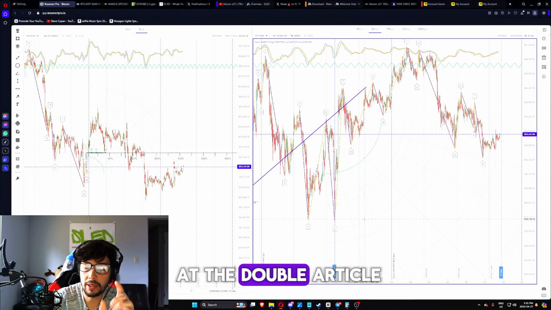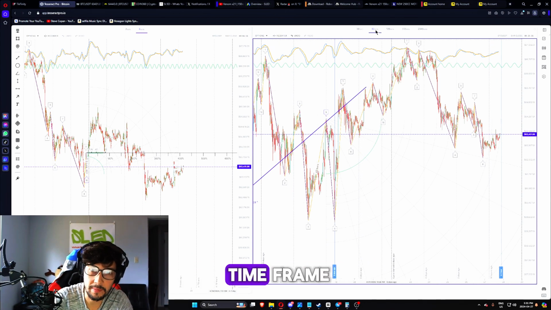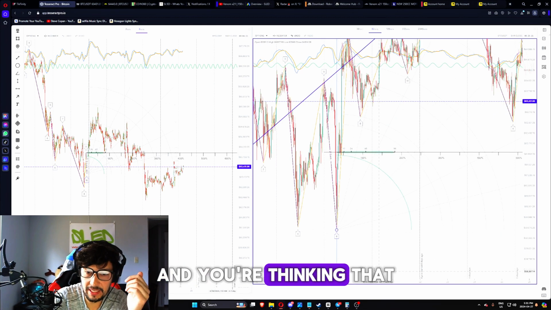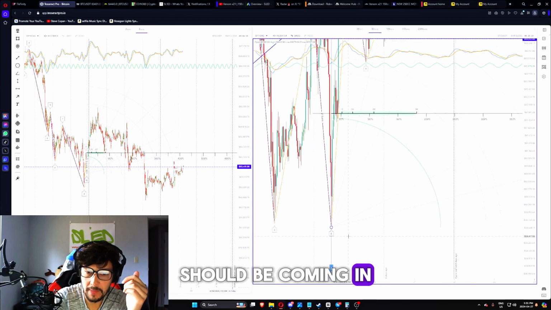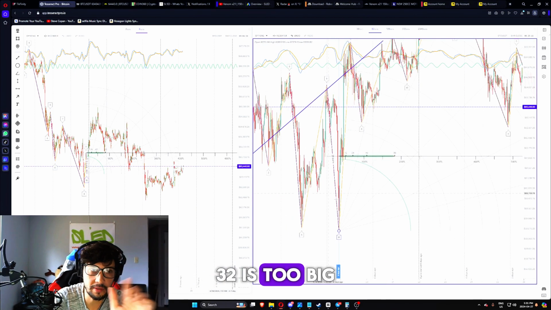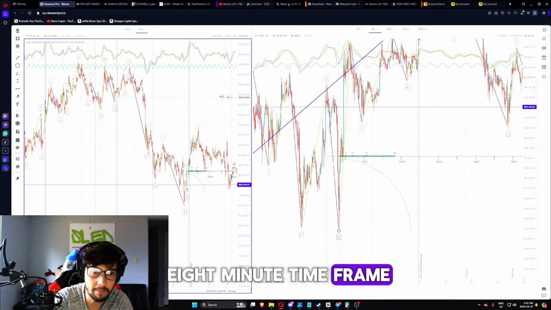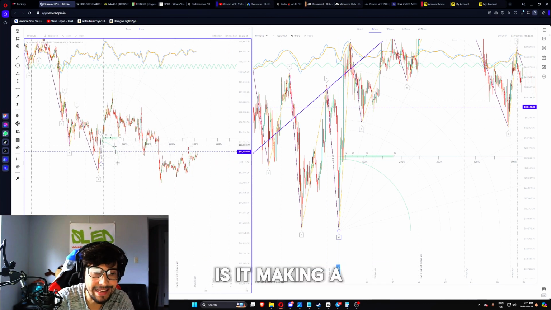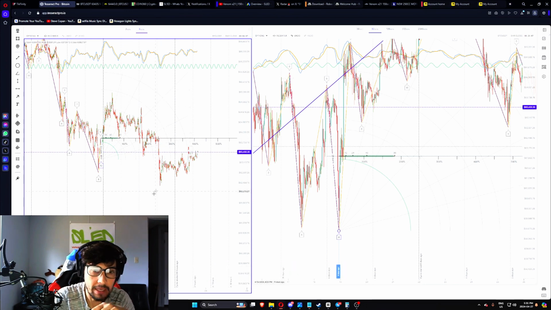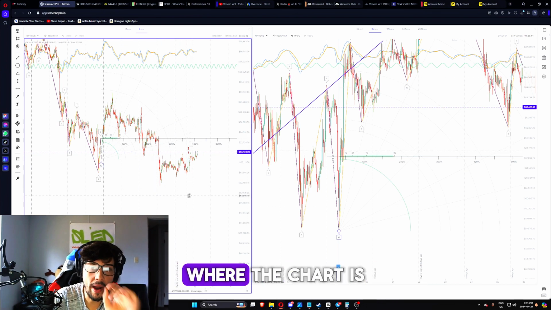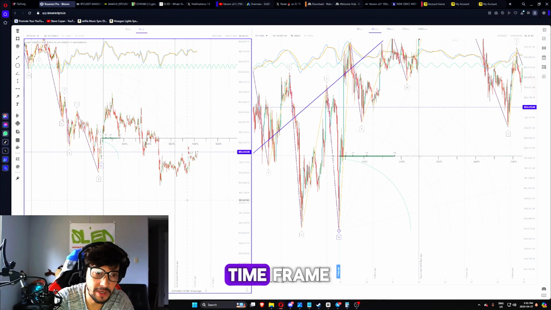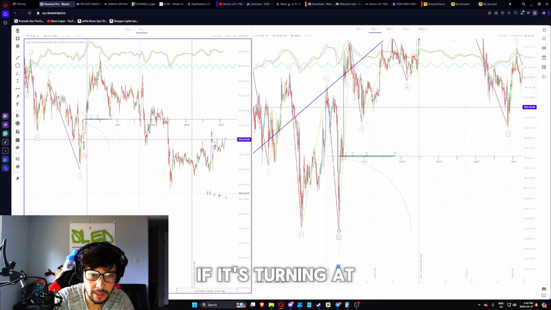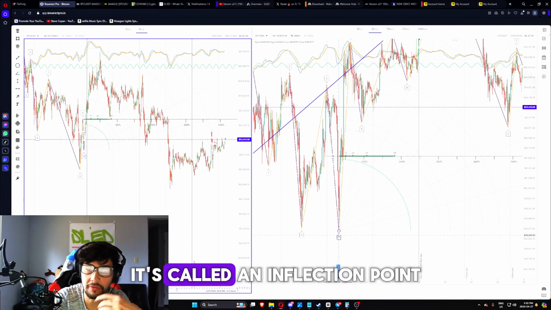You don't just look at the double arc or where to enter, you also scale down the time frame. So if you're looking at 32 minutes and you're thinking that the turning point should be coming in, how do you determine if it's coming in? 32 is too big of a time frame. You go on an 8-minute time frame and you see where it is in the cycle. Is it making a turning point? It's called an inflection point, where the chart is going to turn on an 8-minute time frame. If it's turning at the same time with the 32-minute, it's called an inflection point.